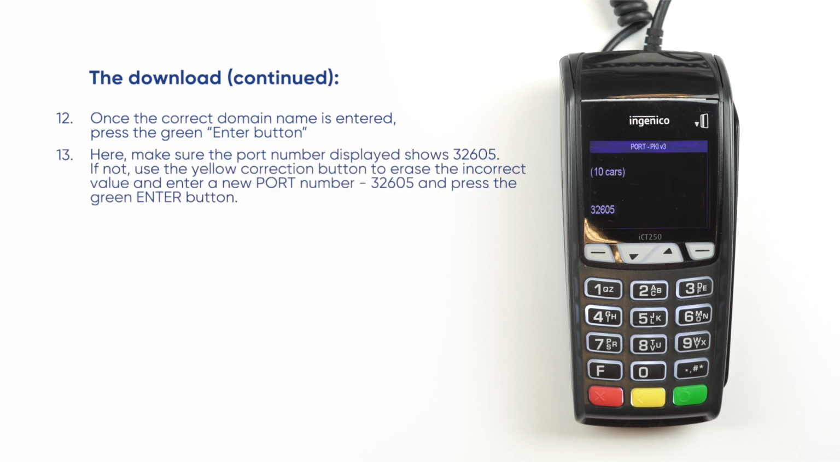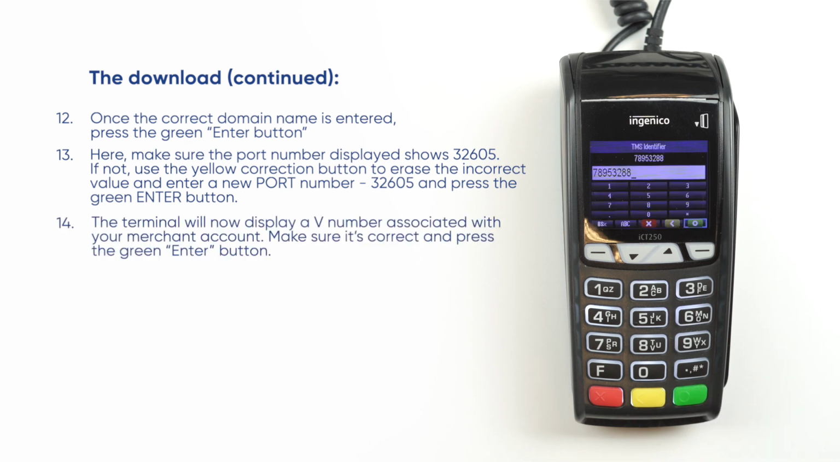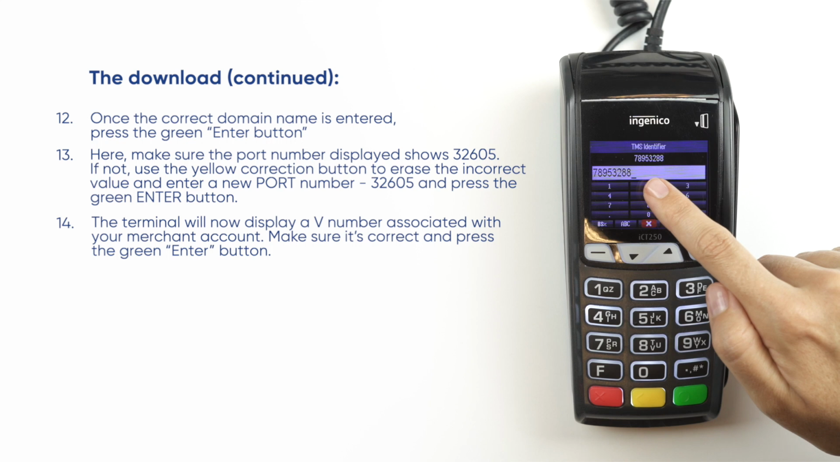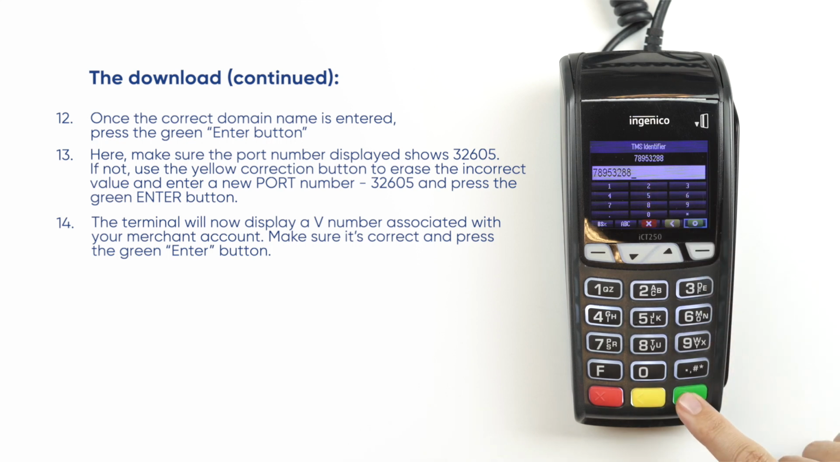Here, make sure the port number displayed shows 32605. If not, use the yellow correction button to erase the incorrect value and enter a new port number, 32605, and press the green Enter button. The terminal will now display a V number associated with your merchant account. Make sure it's correct and press the green Enter button.